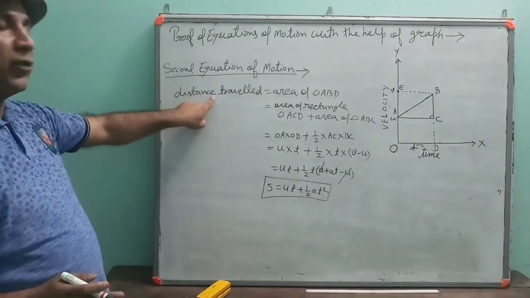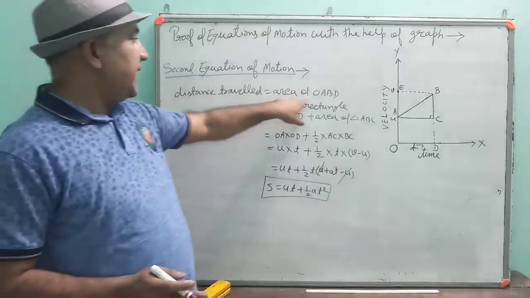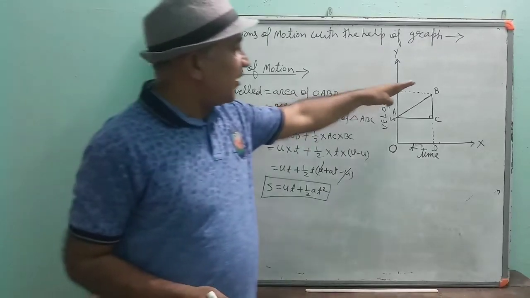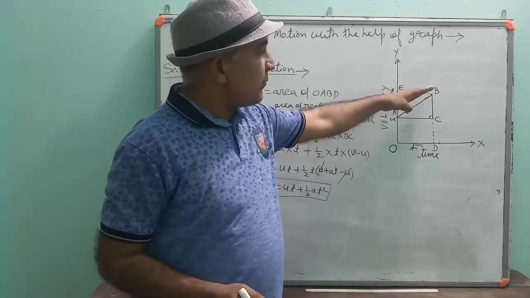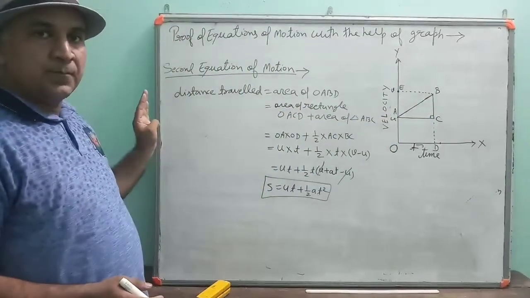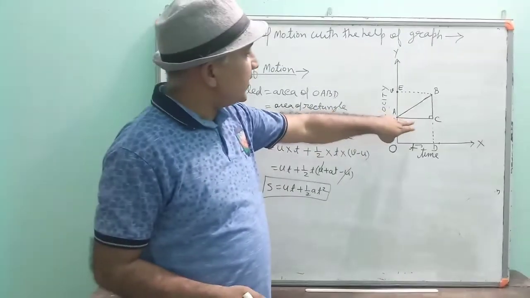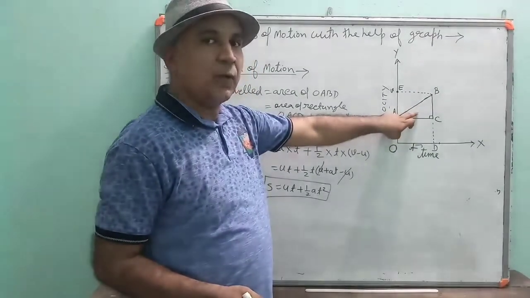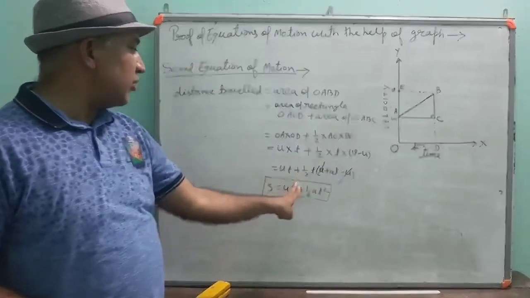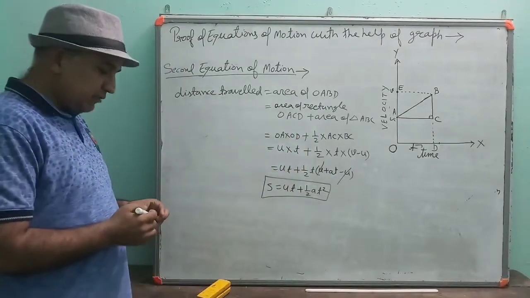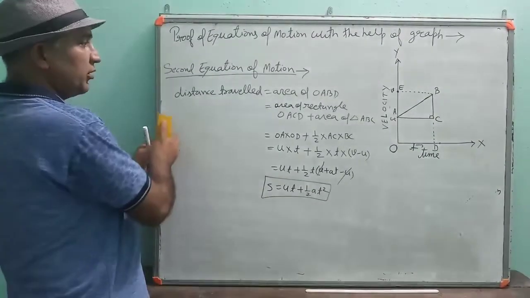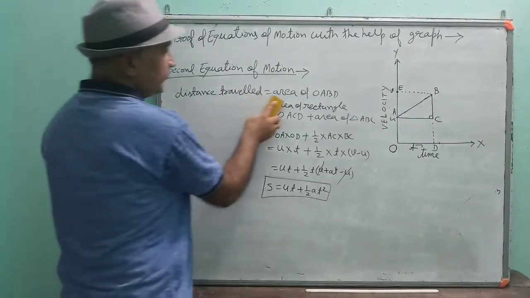Understood? The important point for the graph is this one. Area of OABD, area of the graph. The velocity time graph and between the time axis, that area is called the distance. Okay, and then we can see here one rectangle, one triangle is formed. So area of the both when solved, we will get the second equation of motion. Okay, now we are going to see the third equation of motion.